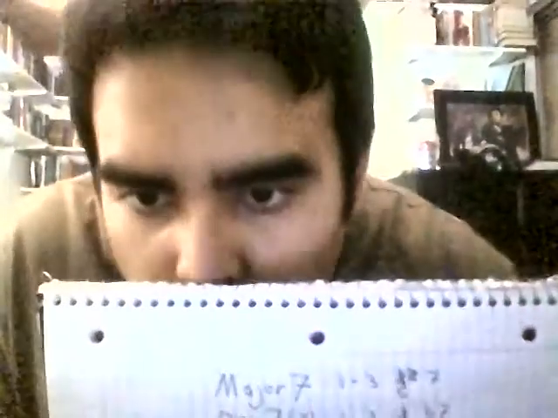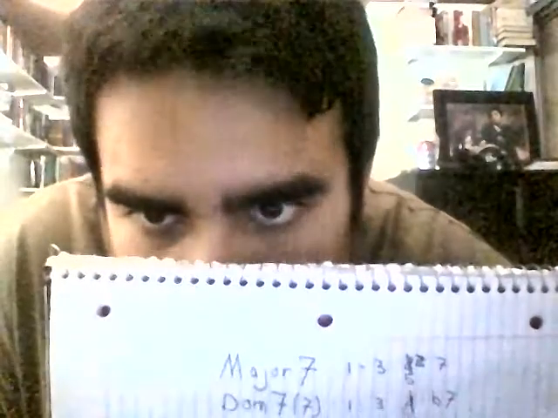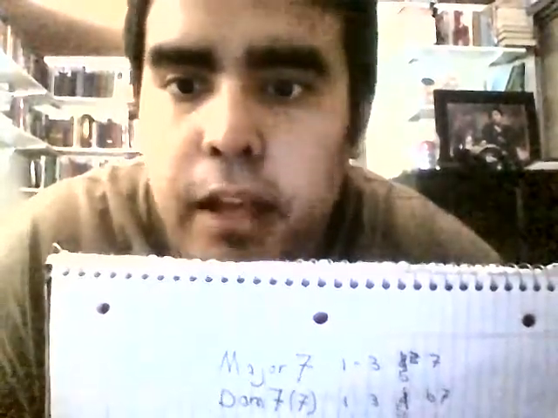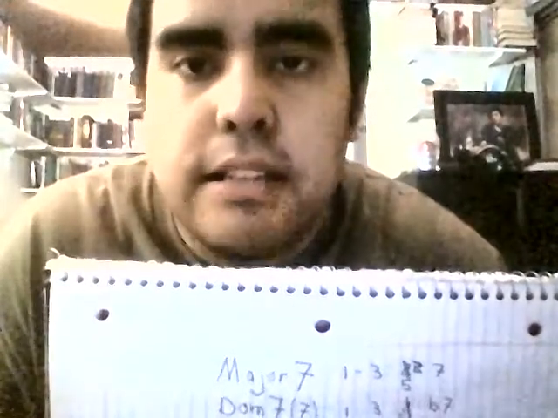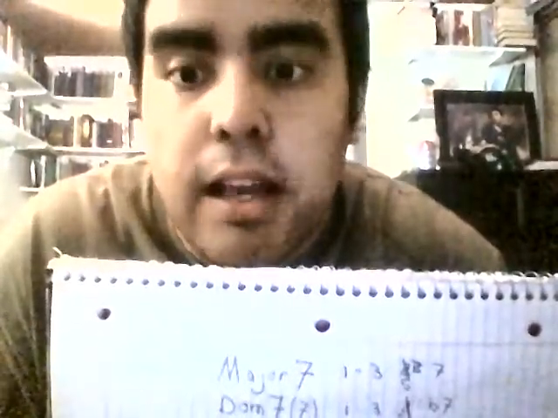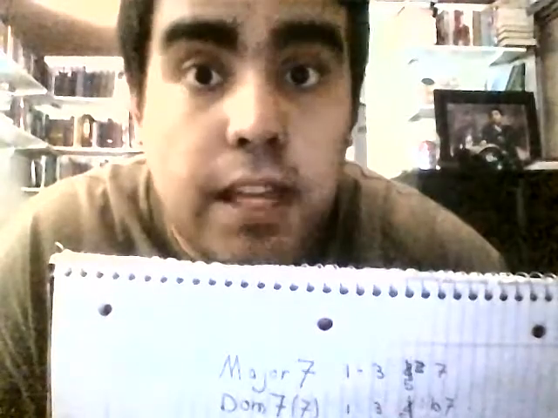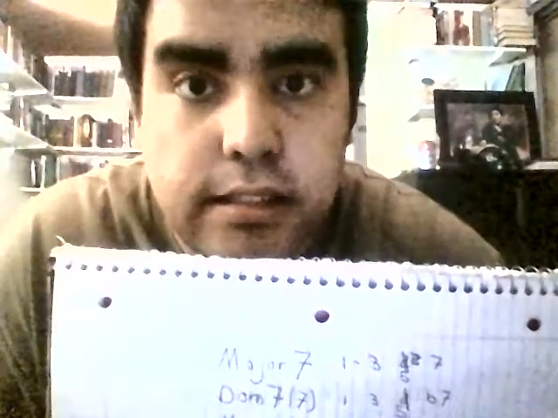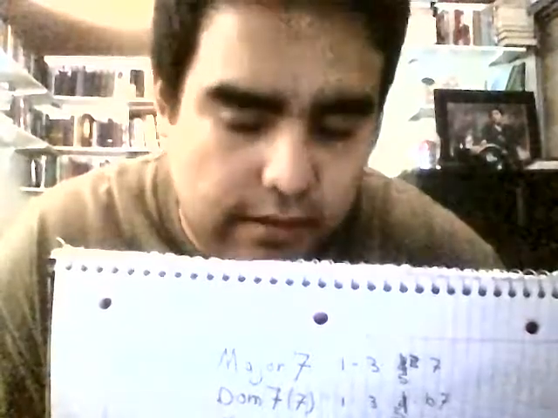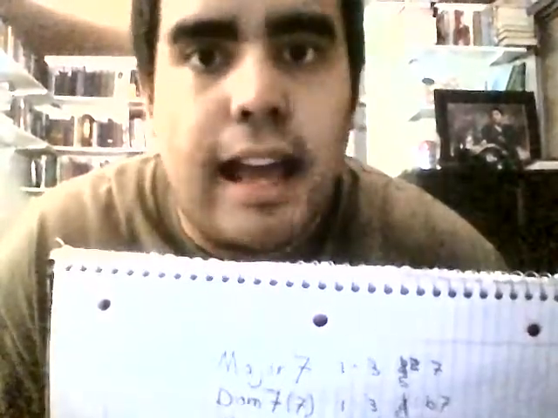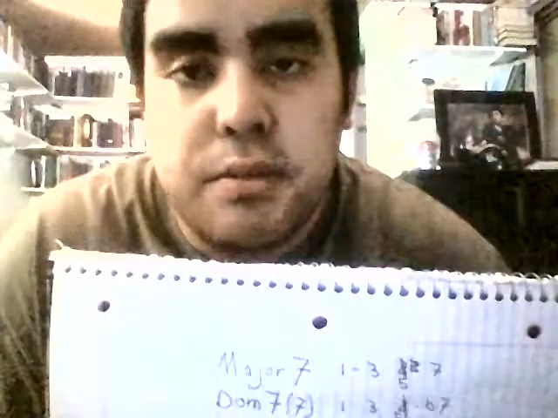Now, when you come across these chords in music, when you come across the dominant, they never write it out as DOM 7. They just write the number 7. So you'll see E7, G7, A7, etc. They don't write it out. They just write the 7.